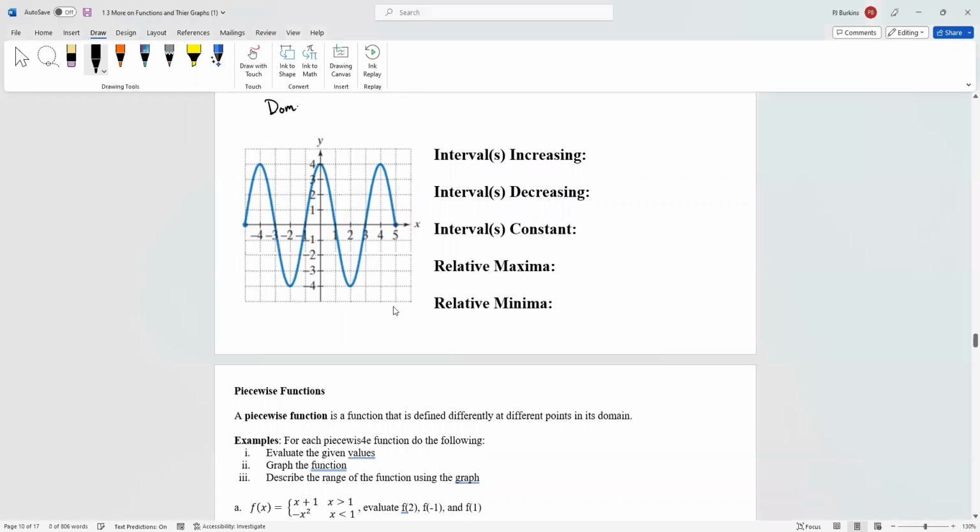So the domain is, now notice we do have a point here and a point here, which means this thing stops and doesn't go on forever. So x starts at -5 and goes up to 5, okay? And we're equal because it stops. If it was an open circle, it would be parentheses. All right, what about the range? Well, it looks like as a maximum, as high as we can go is 4, and as low as we can go is -4.